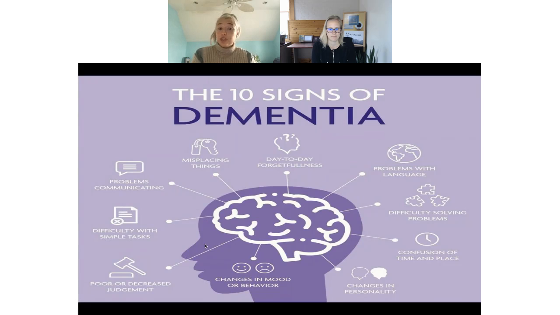Poor or decreased judgment, difficulty with simple tasks, problem communicating, misplacing things. They have keys shown there. You might have misplaced your keys. You think you misplaced your keys, but they could be right next to you. Again, you forget. You put them down for just a minute, forget. Day-to-day forgetfulness, problems with language, difficulty problem solving, confusion of time and place. You don't know where you are, you suddenly forget. Changes in personality and changes in mood or behavior.